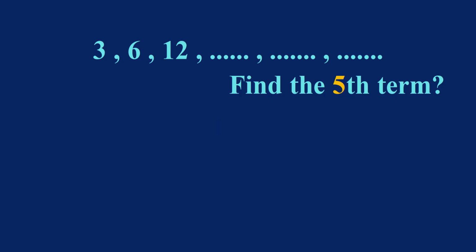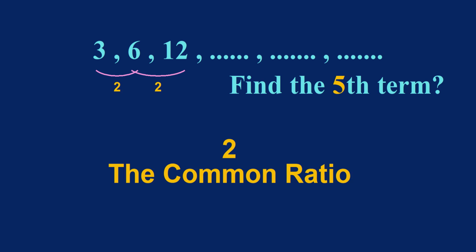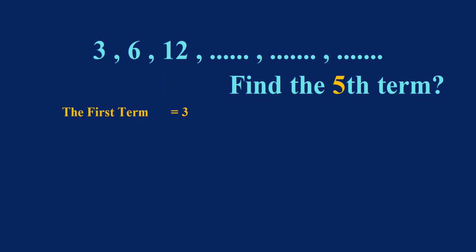As you can see, we found that each term is multiplied by 2. This 2 is what we call our common ratio. Since the first term is 3, we can get the second term by multiplying the first term by 2. And the second term is 3 times 2, which equals 6.